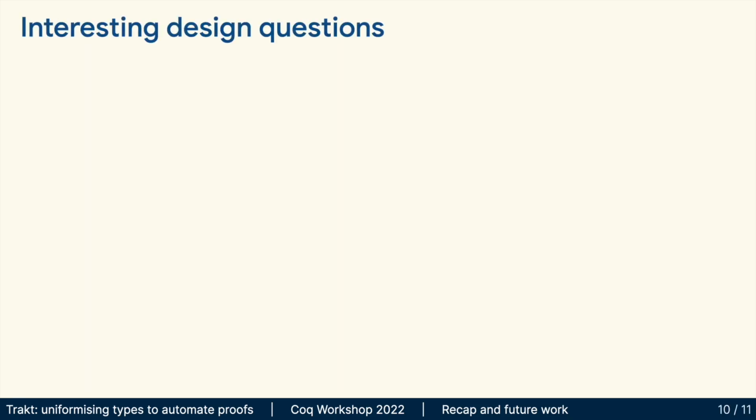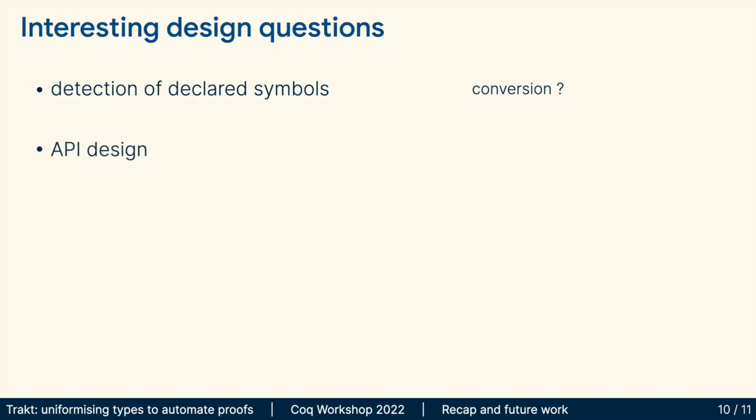We can cite some interesting design questions when building Trakt. So the first question was the declared symbols, how to detect them, where do we add conversion? So like the state of the art, we chose some kind of middle ground between conversion everywhere and conversion nowhere, but it's a difficult question. Second question was the API design. What kinds of symbols do we want to distinguish? So in our case, we distinguish relations, symbols, and embeddings, but some other choices are possible.